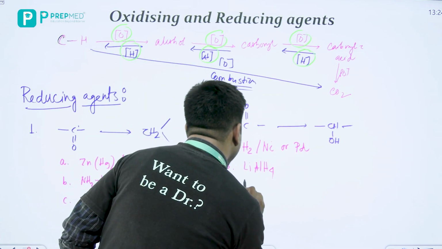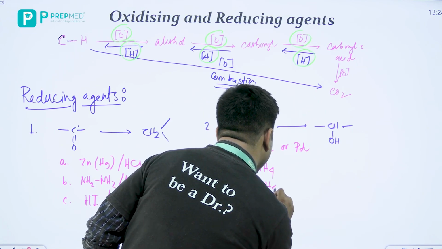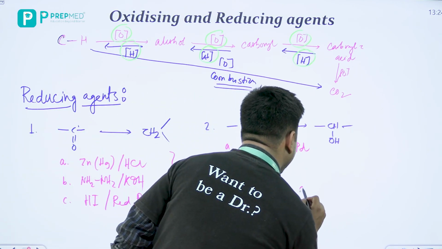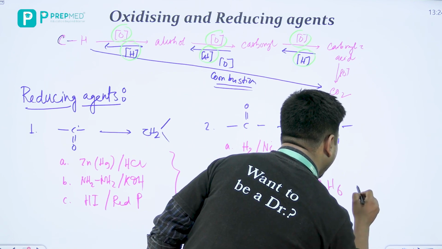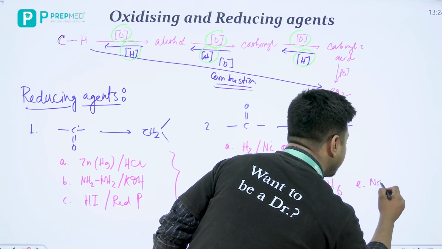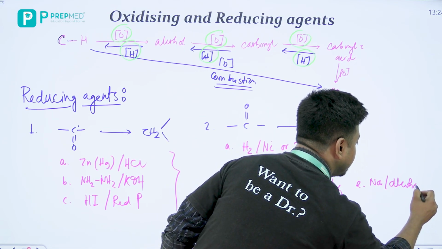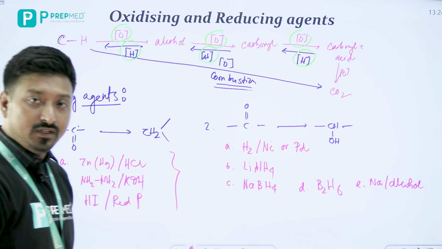We can use sodium borohydride, NaBH4 also we can use. Okay, and also number D, we can use B2H6, diborane, and number E, we can also use sodium in presence of an alcohol. Sodium in presence of alcohol we can use. Okay, so these are the reagents for these two cases.